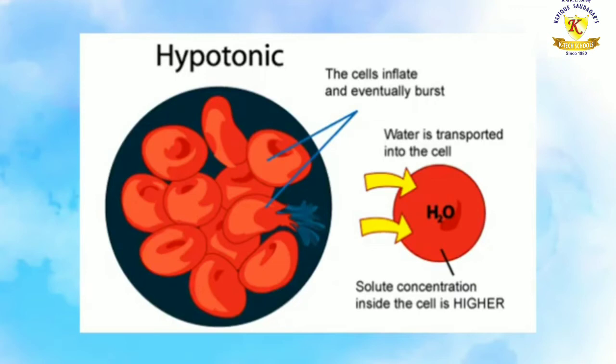For example, if raisins are kept in water, after some time they swell and become turgid. You must have seen this. Raisins means in Hindi we say kishmish. When we soak them in water, after some time they swell. Yes, you must have seen it, children. So this is an example of hypotonic solution.